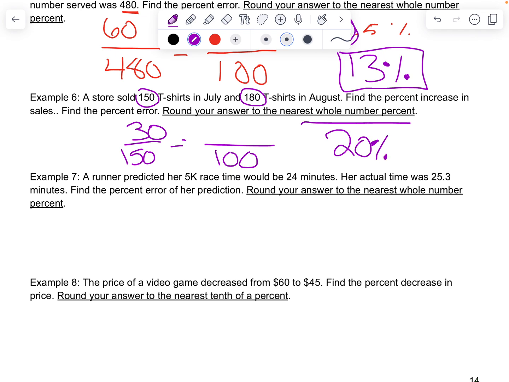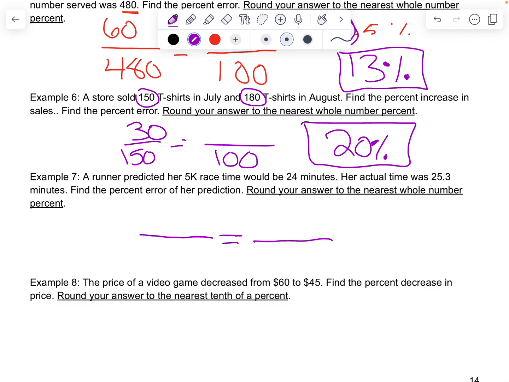The hardest part with this lesson is probably figuring out if your bottom number is the correct amount or the before amount. So just make sure that you are looking for if you are trying to find percent error or if you're trying to find percent change. So in example 7, we're talking about a runner who predicted that her 5K race time would be 24 minutes, but her actual time was 25.3 minutes. So we are looking for the percent error.